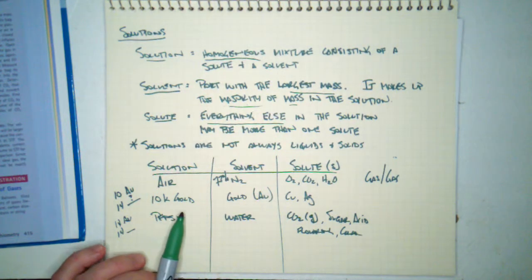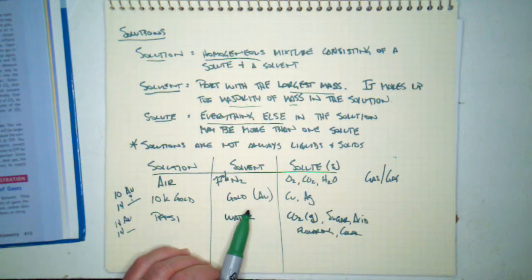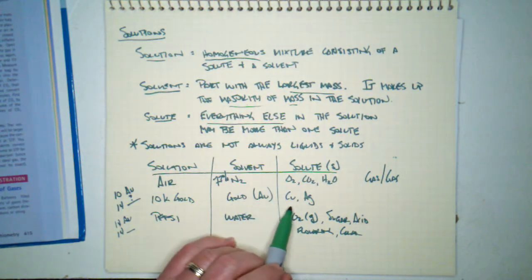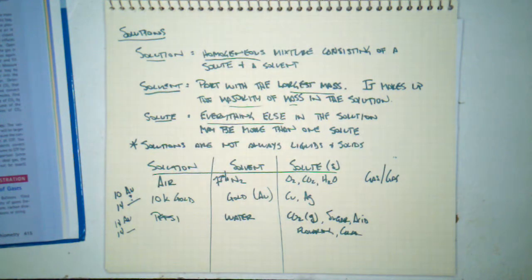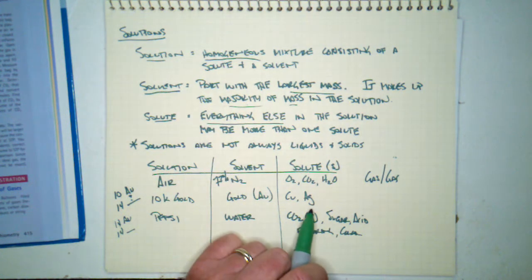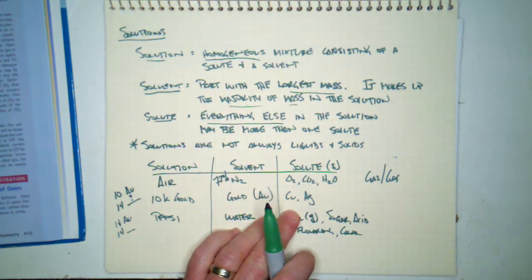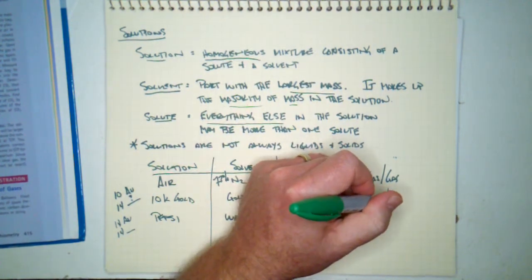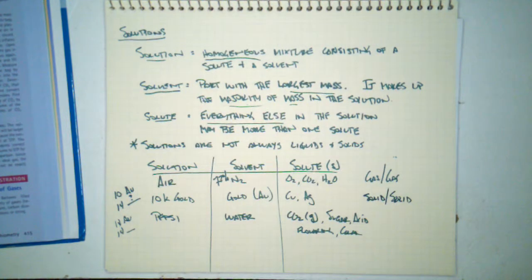So in 10 karat gold the solvent is gold, provided there is more than one solute in there, and usually it's copper and silver. Silver to make it shiny, copper to make it just a little more durable. So this is an example of a solid solution.